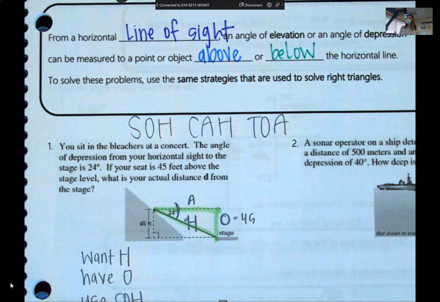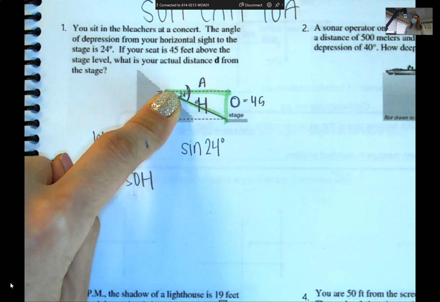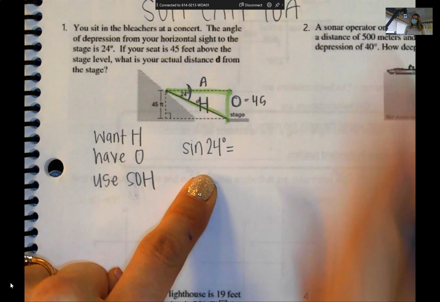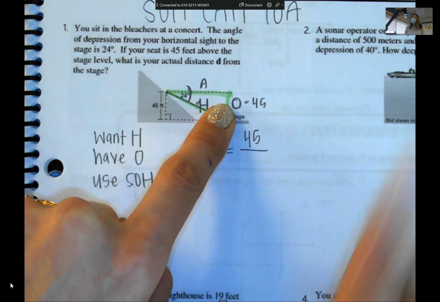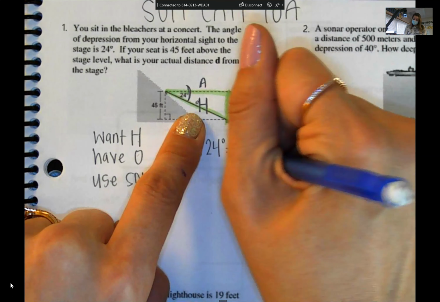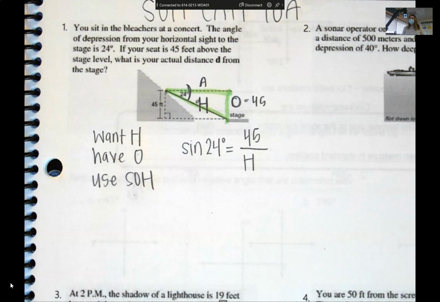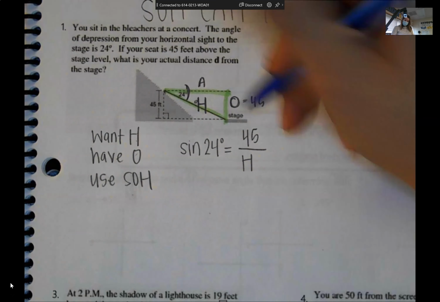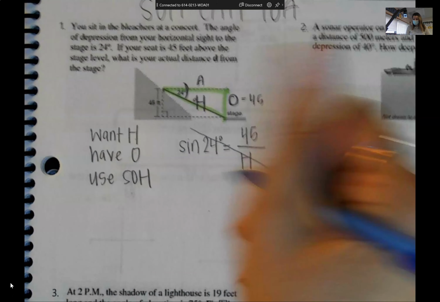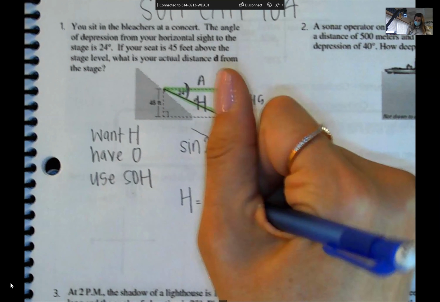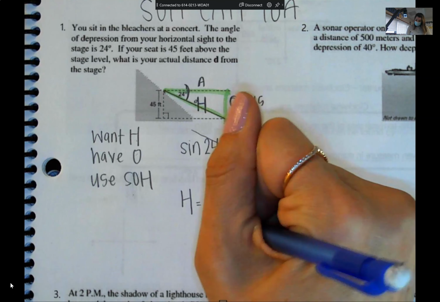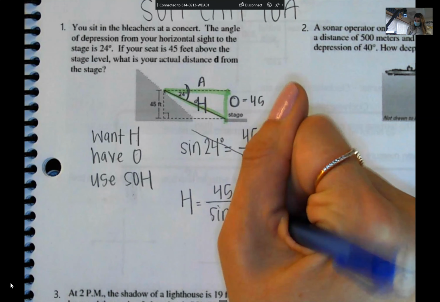Okay, now we just set it up. This is what we did last time. We know that the sine of a 24-degree angle is equal to the opposite, which is 45, over the hypotenuse, which is what we want. Then based off of last time's lesson, to find the hypotenuse, you just switch those. So 45 over sine 24.